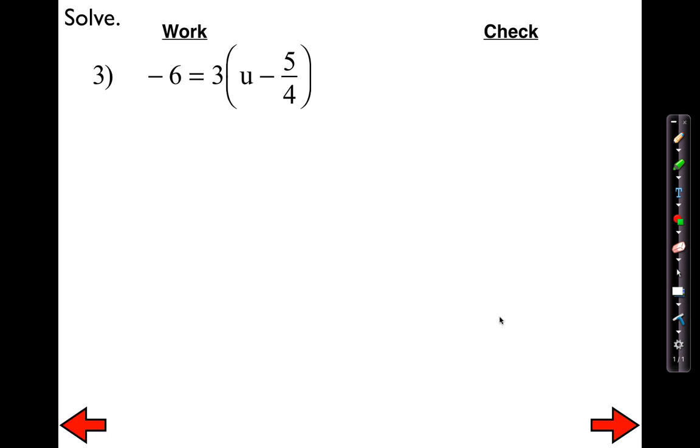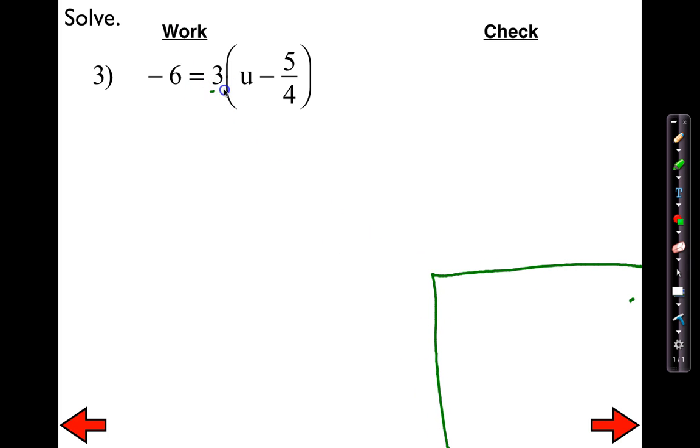Okay, so now number 3 is different. It's not integers, it's not decimals, but it is fractions. At this point, why don't you go ahead and pause the video and try number 3 by yourself. Okay, so let's go ahead and check and see how well we did. I'm going to put a little area right here for side work real quick.